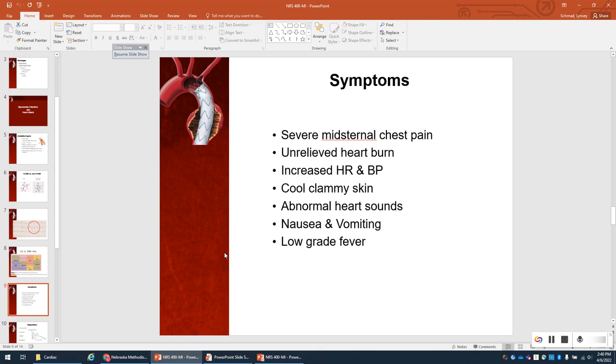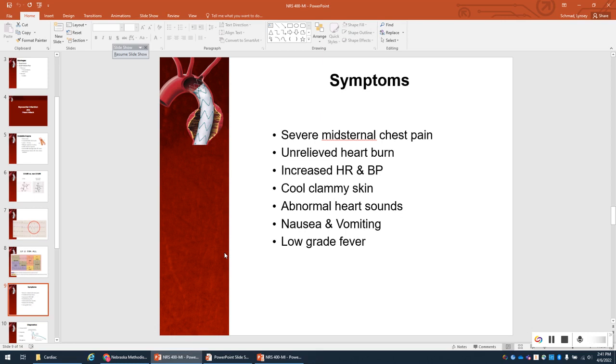Heart cells will release norepinephrine and epinephrine in response to the ischemia. So therefore, their heart rate and blood pressure increases. Remember, norepinephrine and epinephrine are vasopressors. They constrict those vessels, pushing blood flow back to the heart, which would increase their heart rate and their blood pressure. This also causes diaphoretic, cool and clammy skin.